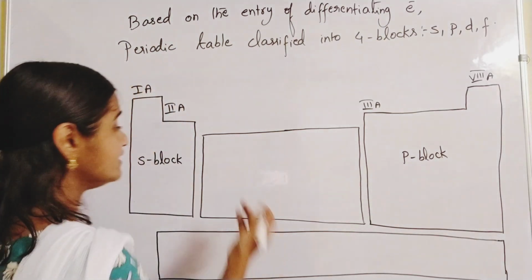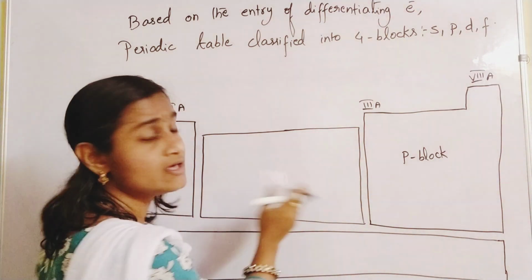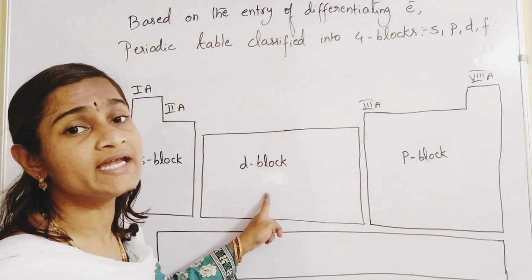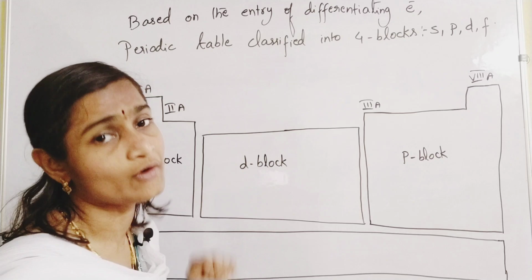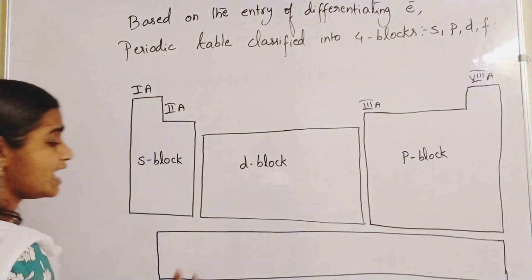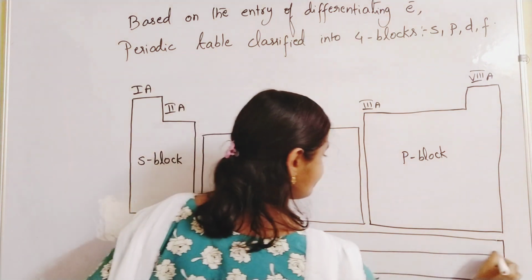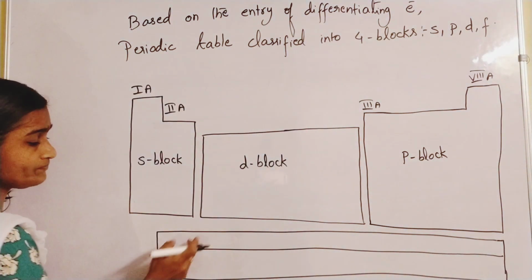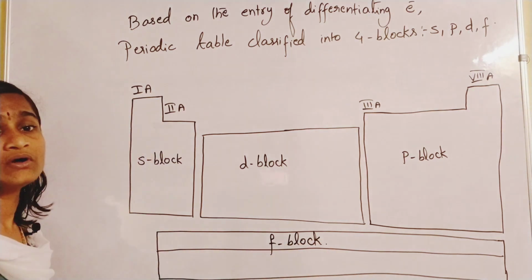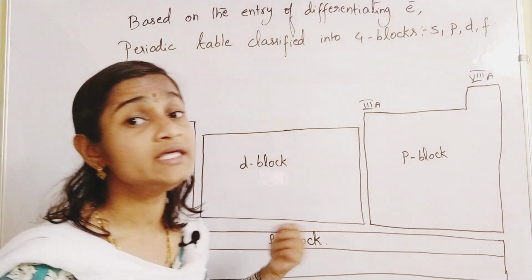And this middle block, which is present in between s and p, you call the d block. For all of them, the differentiating electron is entering into the d subshell. That's why they are called d block elements. And down here, separately, one block has been drawn with 2 periods, and this you call the f block. Here the differentiating electron is entering into the f subshell.